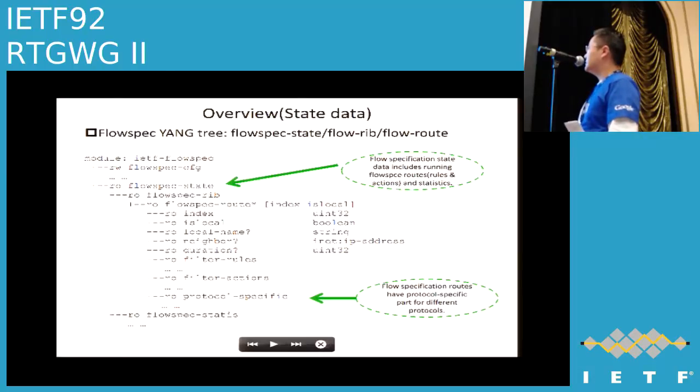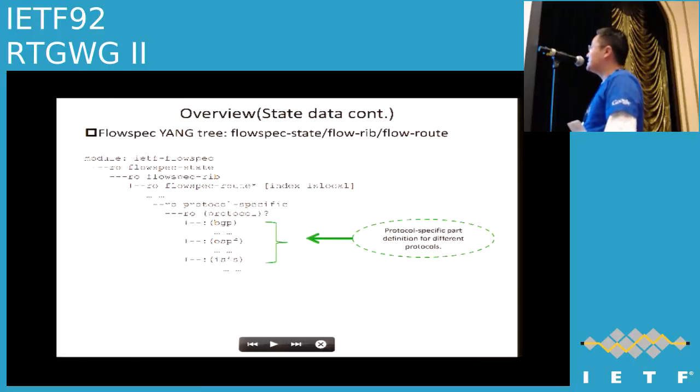Okay, this is state data, which includes some protocol-specific extensions here. And we can see at least currently we have extensions for three protocols, which are BGP, OSPF, and ISIS, and maybe more in future. We don't know. Next, please.